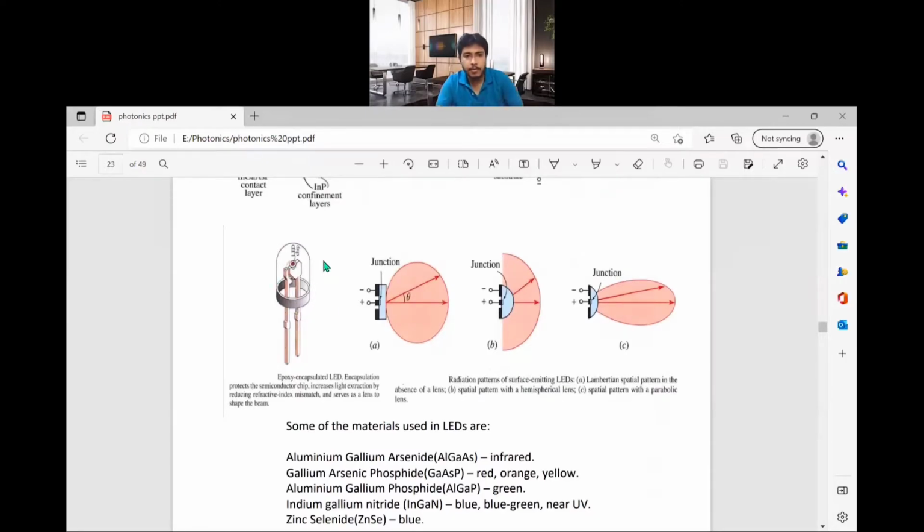Now, in practical cases, LEDs are like this. They will be encapsulated in epoxy. Epoxy is used to increase the extraction efficiency of the LED light, and it can also be used to shape the light. This reduces the refractive index mismatch between the internal medium and the air medium, so it increases the extraction efficiency. Different types of epoxy lenses are used. One is the hemispherical lens, and this is the parabolic lens. According to these two types of lens, your LED pattern will change. Normally, the LED pattern is a Lambertian spatial pattern, in all directions, so you can change the direction by these two structures.